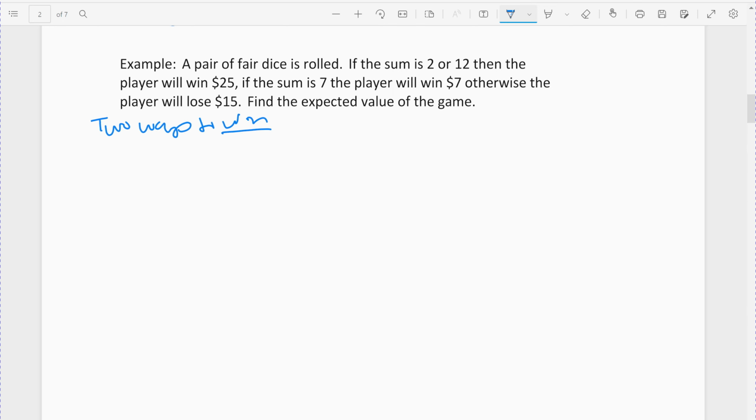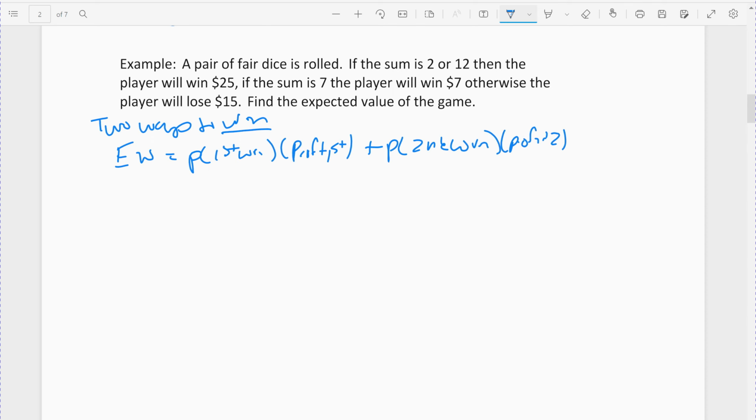And two different amounts that we could win. So when we find this expected value, the expected winnings, it's the probability of the first win times the profit of the first, plus the probability that you could win the second winning type times profit 2, minus the probability that you lose times the loss.